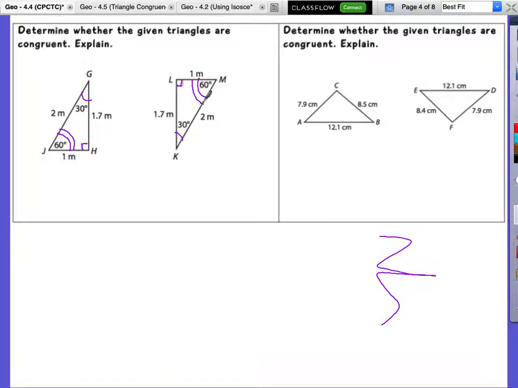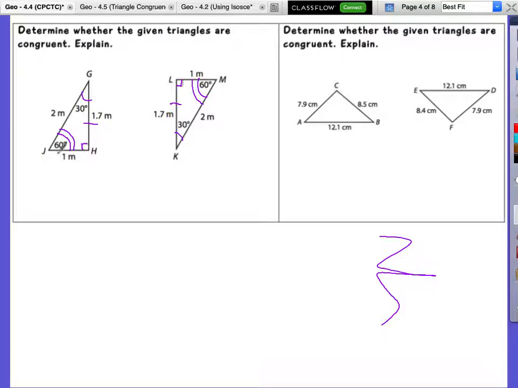So now we need the sides. And more importantly, we need the sides to be corresponding, meaning they need to be in the same spot. So GH here, or between the 30 degree and the 90 degree angle. Okay, between the 30 degree and 90 degree angle, what length do we have here? 1.7. Okay, so between the 30 degree and the 90 degree angle, what do we have here? 1.7. Okay, so those are corresponding. 1.7 meters and 1.7 meters are corresponding there, and they're congruent. So that's good.